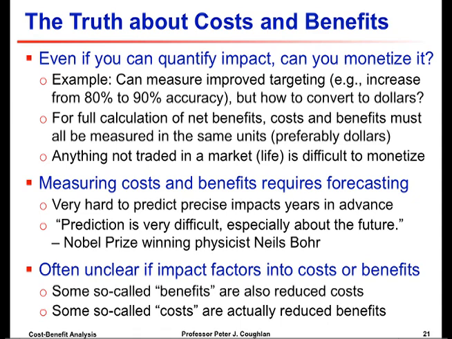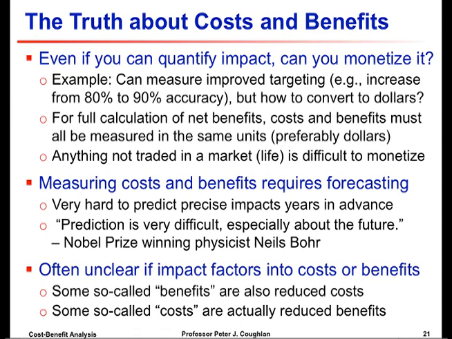Now, of course, understand that measuring costs and benefits requires forecasting, right? We're talking about costs and benefits that won't necessarily be incurred now. They will be incurred in the future. You will talk about benefits over a lifetime, maybe, right? Well, guess what? The future is uncertain. It's very hard to predict the precise impacts of something years in advance, right? The quote I like to use is by Niels Bohr, who was a Nobel Prize-winning physicist, who said, quote, "Prediction is very difficult, especially about the future," right? It is. So understand, again, the ugly truth about costs and benefits, that it's going to be a difficult task, that there's going to be uncertainty because of the difficulty of forecasting.